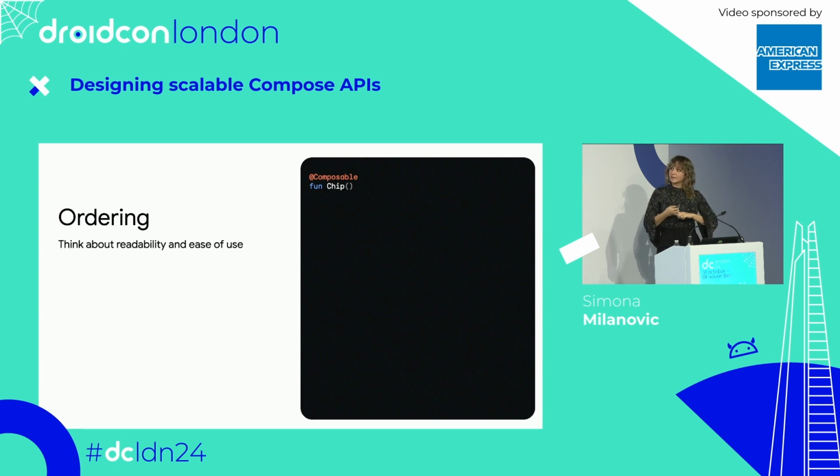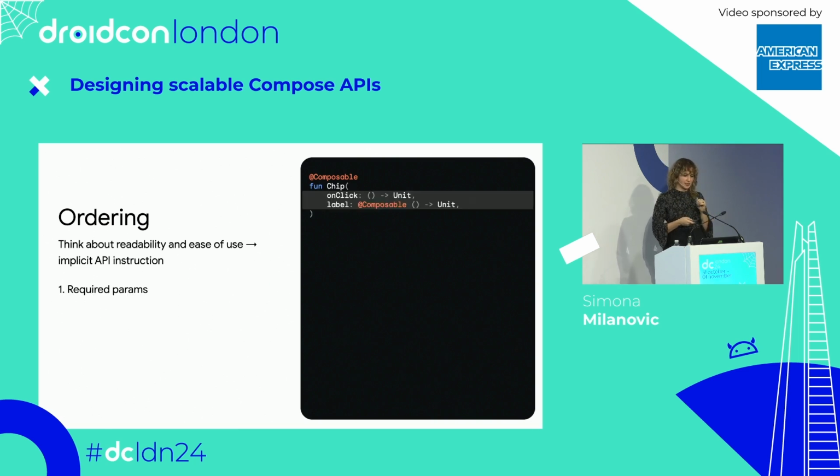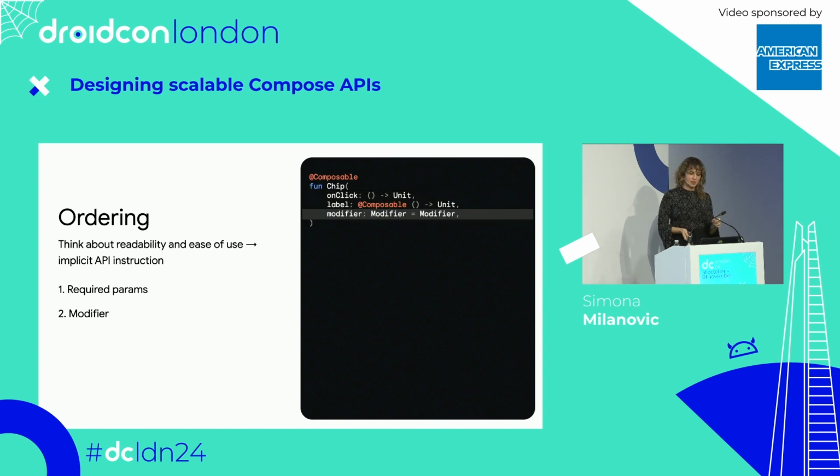Now, when defining the ordering of your parameters, try to think about the API readability and ease of use. Its signature is basically an implicit instruction to the user on how to use this API. What is its purpose and what are the customization options provided? Consider listing the API parameters in the following order. Required parameters first, without any default values, indicating the purpose of your API and what is needed for it to work properly, so they can be used without named parameters. After that comes the modifier, making the API customizable and aligning with the Compose expectations.